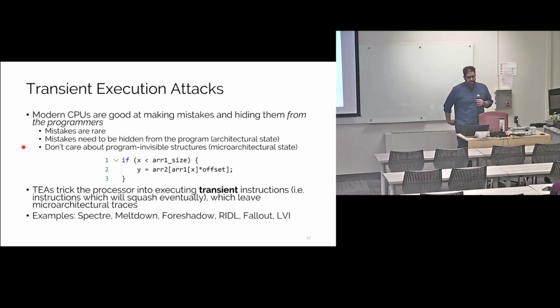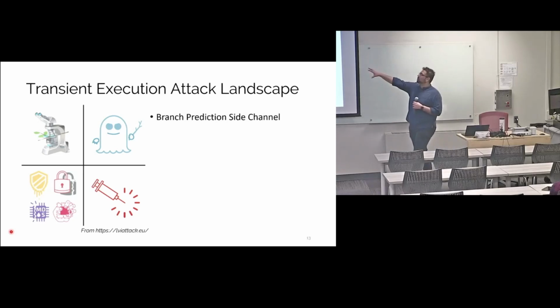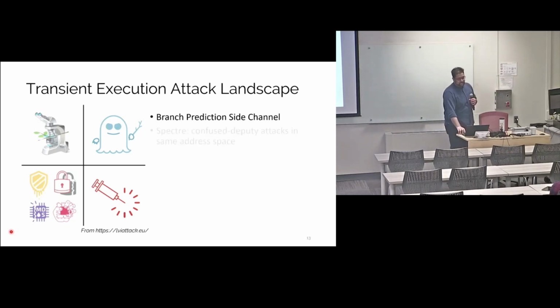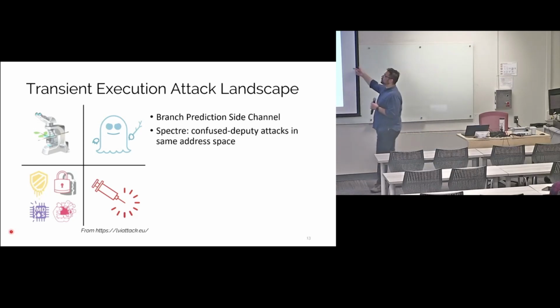There are several examples: Spectre, Meltdown, Foreshadow, RIDL, Fallout, LVI. And this is what the landscape looks like. We won't spend too much time on it, but basically you have the branch prediction side channel on the top left, where you can train the branch predictor to do something, and in the case where it's not doing something that you need, the operation is slower, so you can leak some information at a very high level. And then you can use these branch prediction side channels for Spectre, where Spectre is basically a confused deputy attack.